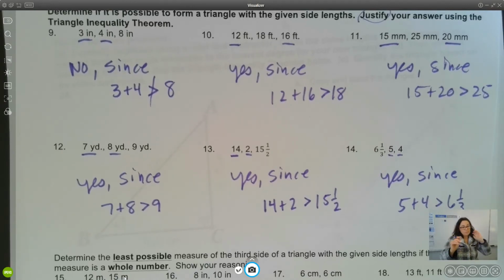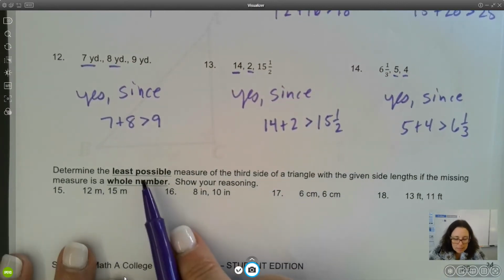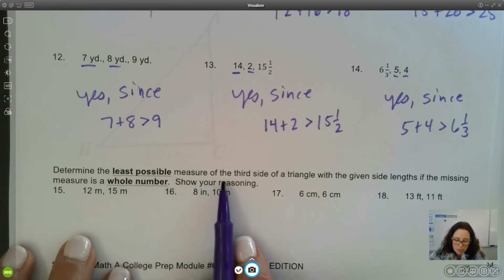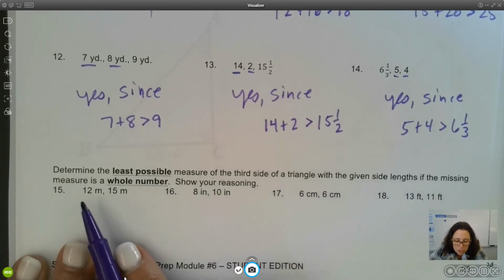Okay, now here come tricky questions. The next handful we're going to do, two little sections. These are tricky. All right, determine the least possible measure of the third side of a triangle with given side lengths if the missing measure is a whole number.